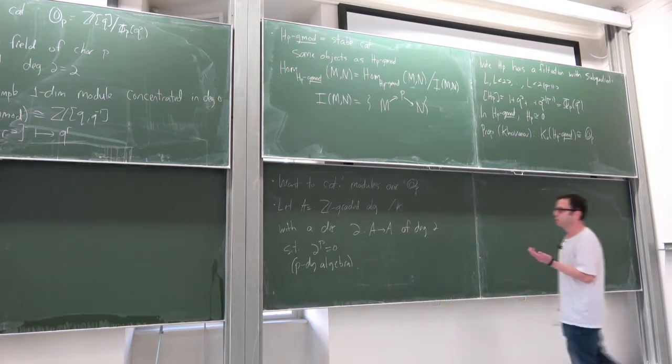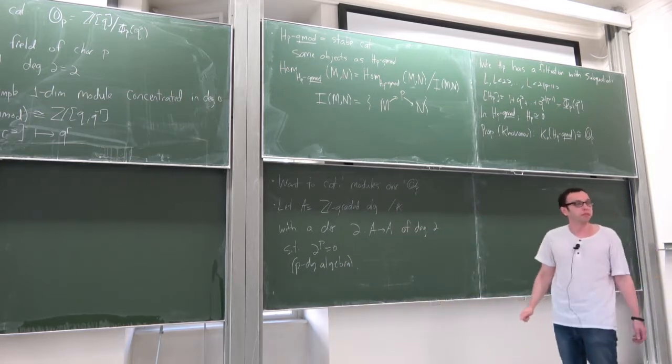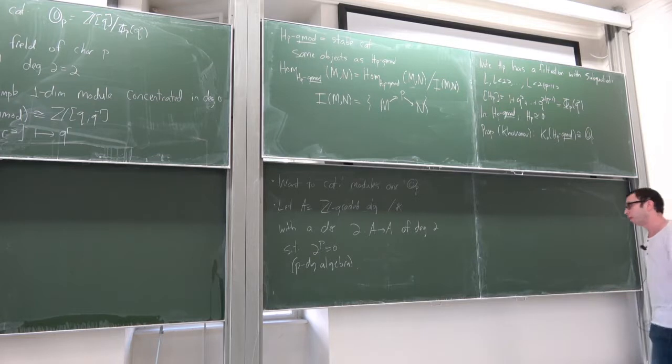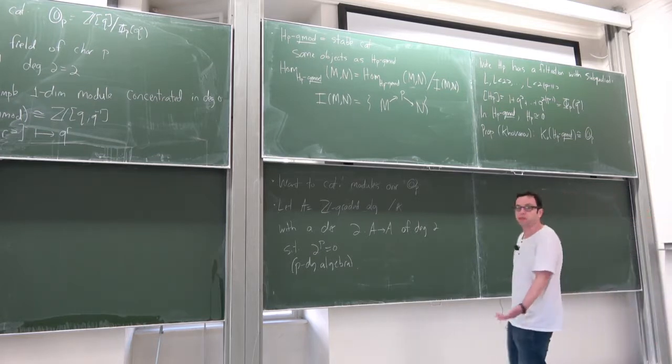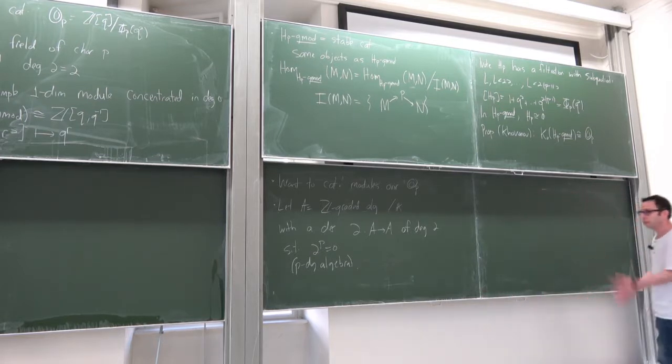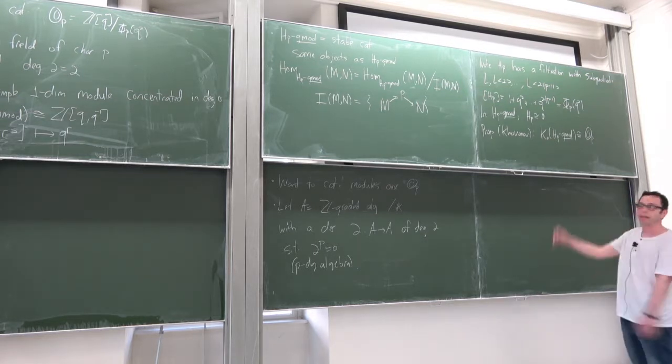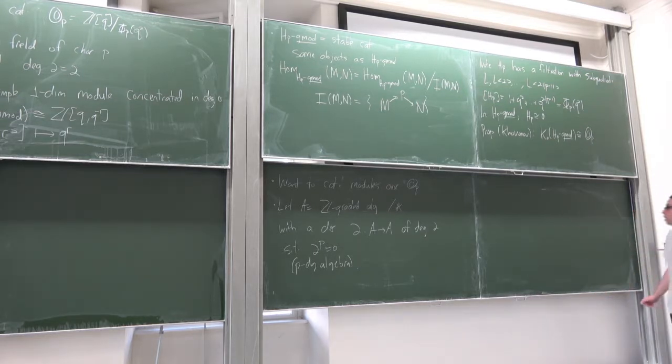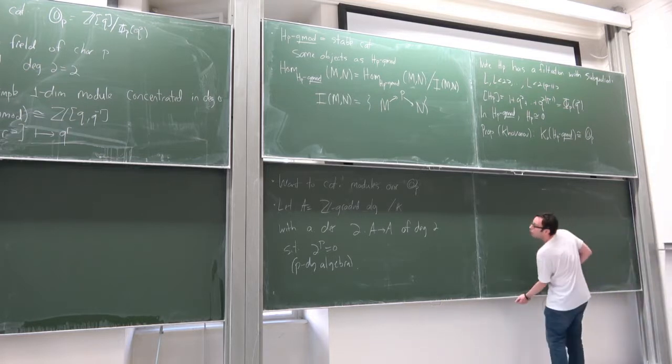And if p is equal to 2, this just recovers the normal notion of a DG algebra over a field of characteristic 2. Okay, so it's a pretty natural algebraic object to study, and we're going to see that it's important if you want to categorify modules over O_p.